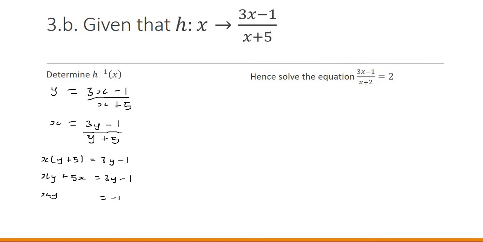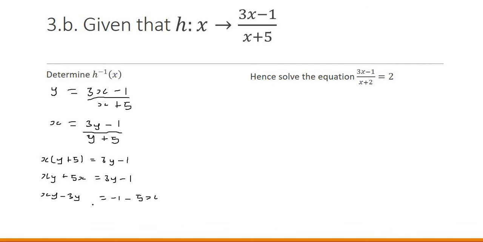And on this side, I'm going to have xy minus 3y over on this side. So how can I make it become 0 here? I can subtract 5x from both sides, right? So if I subtract 5x from this side, it's going to become 0 on this side. And over here, I'm going to have minus 5x.